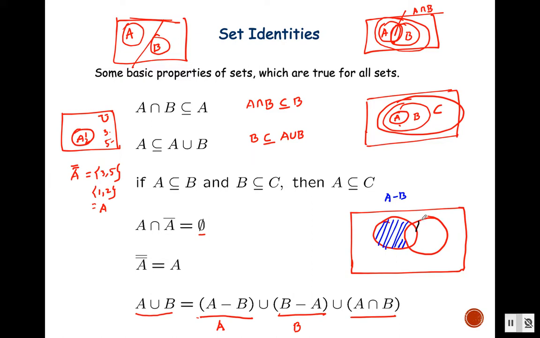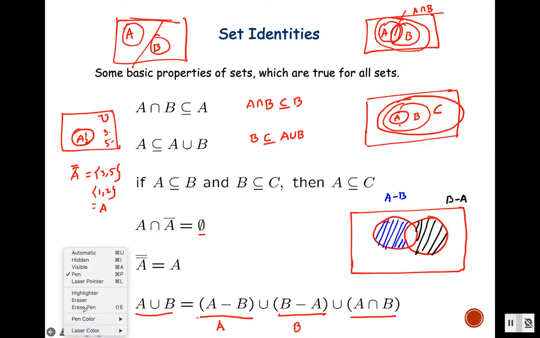So the black one, I am giving the black one, they are B minus A. So which are only in B, not in A. Okay. Now the green one I am drawing, they are A intersection B. Okay, now if you make a union of all of them, you can see that that's actually A union B. All right.